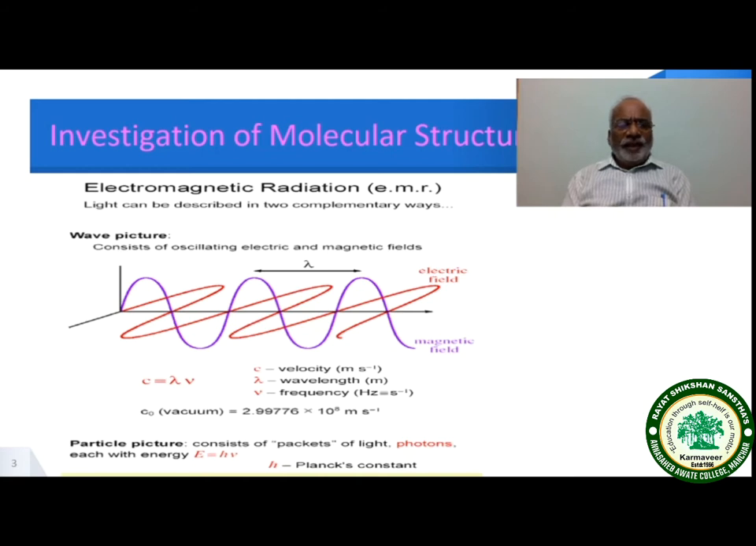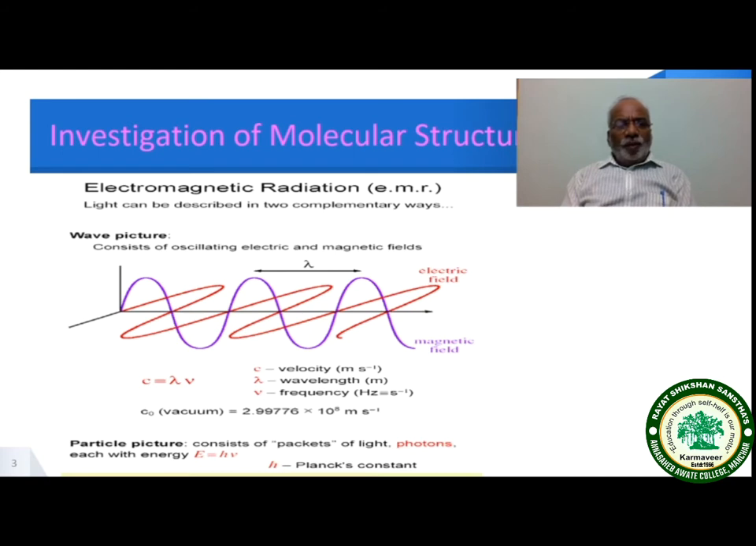Now in this diagram you will find some notations. c is the velocity of light or electromagnetic radiations, which is measured in meters per second. Lambda is the wavelength, which is measured in meters. Nu is the frequency, which is measured in hertz, or cycles per second, CPS.